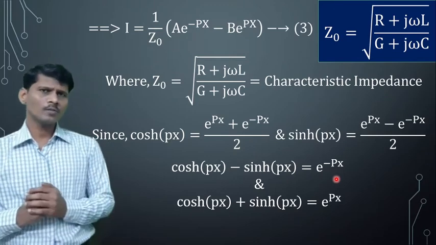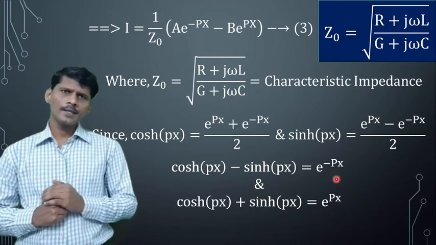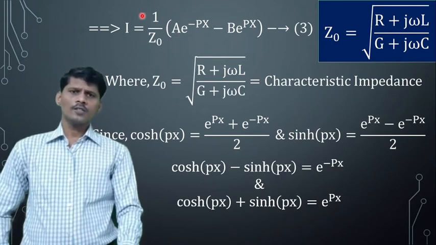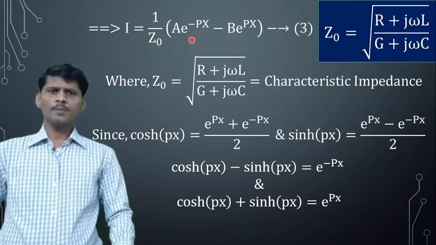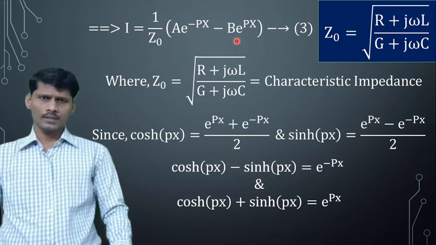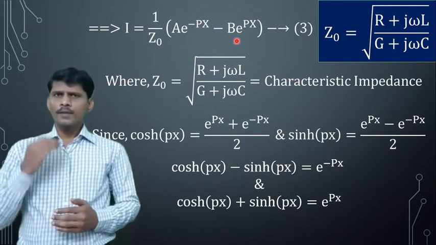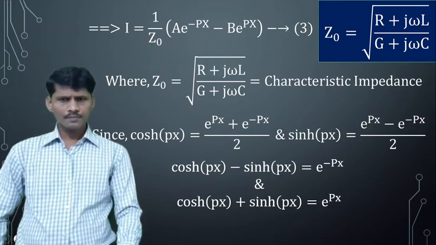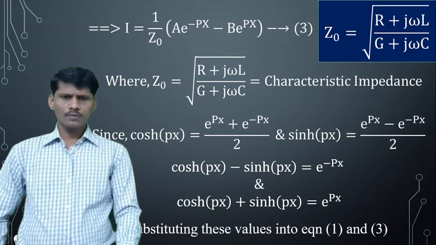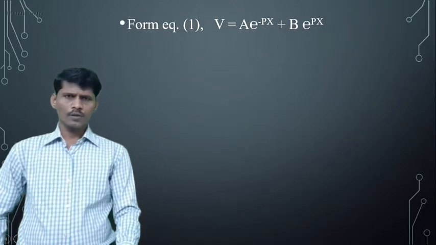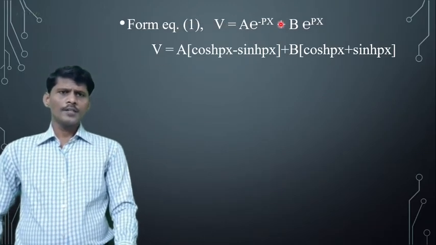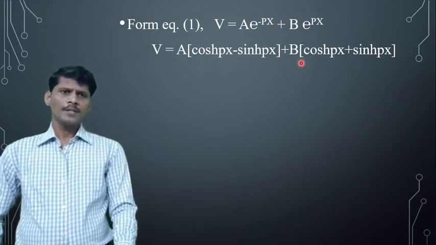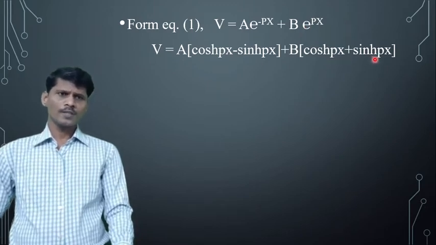So what is equation number 1? V = A e^-px + B e^px. And what is equation number 3? Current I = (1/Z0)(A e^-px - B e^px). In these two equations, substitute the e^px and e^-px values. First substitute in equation 1. So from equation 1, V = A e^-px (cosh px - sinh px) + B e^px (cosh px + sinh px).